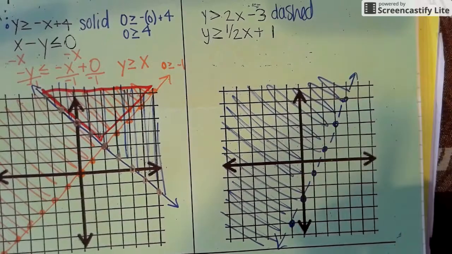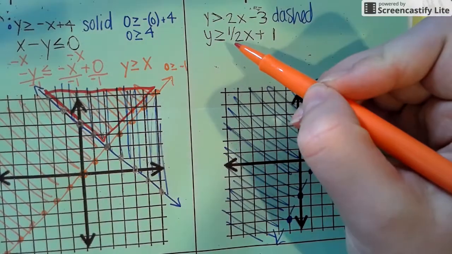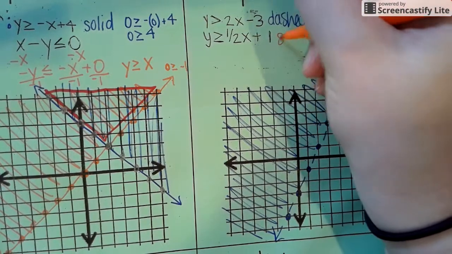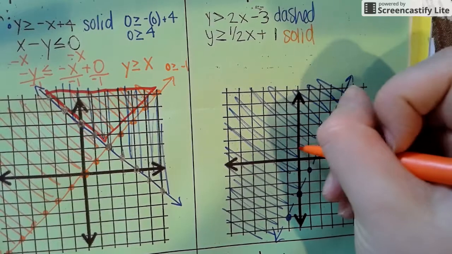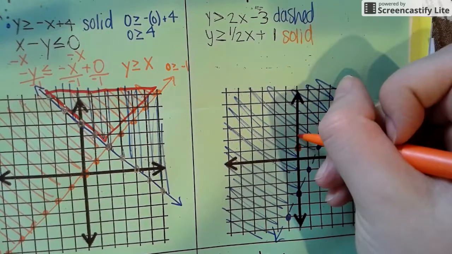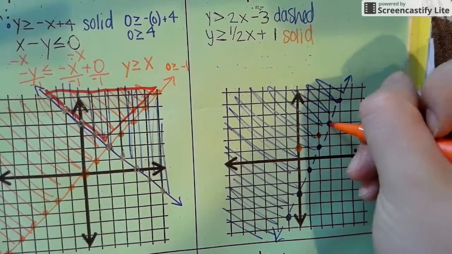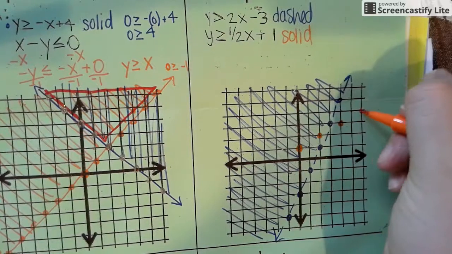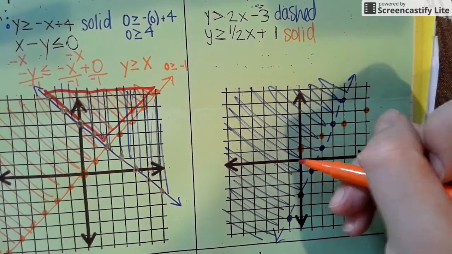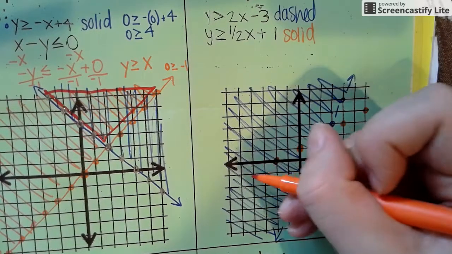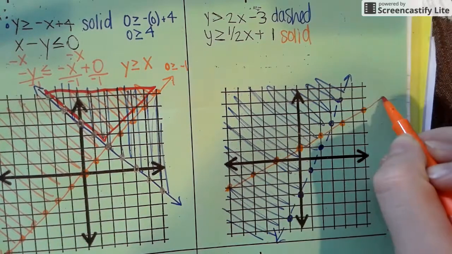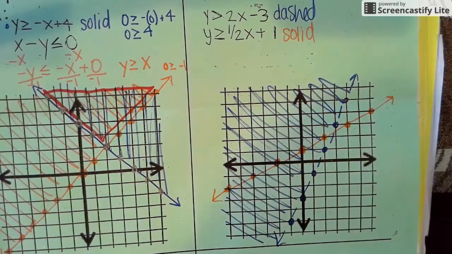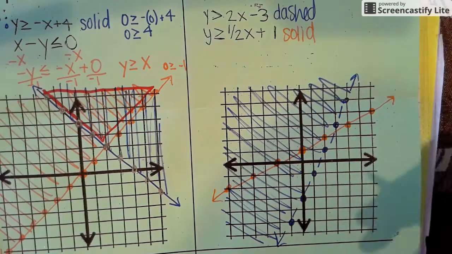I'm then going to go to, this is greater than or equal to, so this is going to be solid. So I'm going to start at +1. I'm going to go up 1 to the right 2, up 1 to the right 2, up 1 to the right 2. I'm also going to go down 1 to the left 2 and keep going. I'm going to make it a solid line. And because it's greater than or equal to, I'm going to shade up.